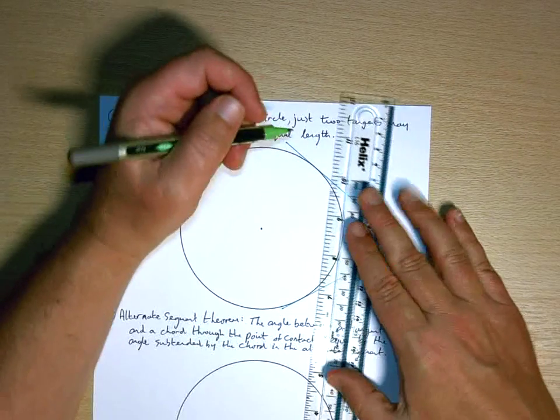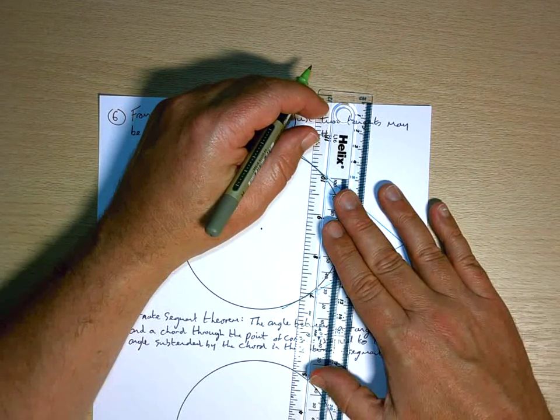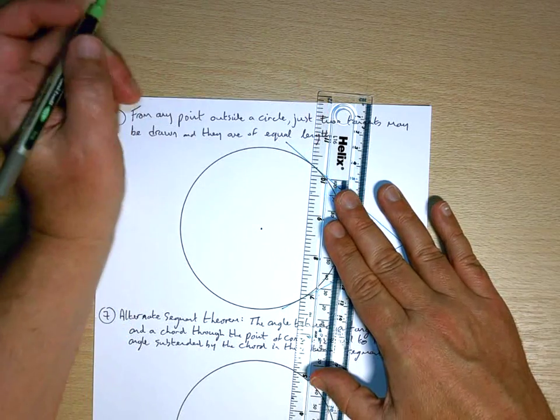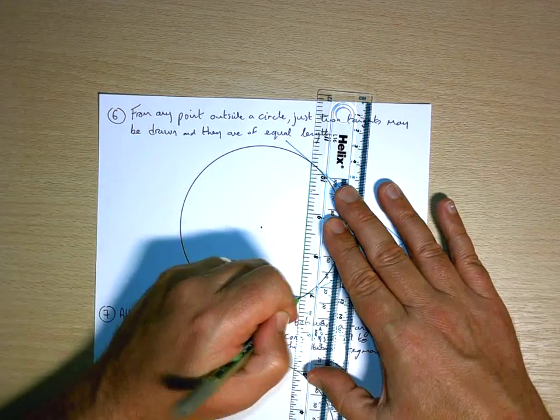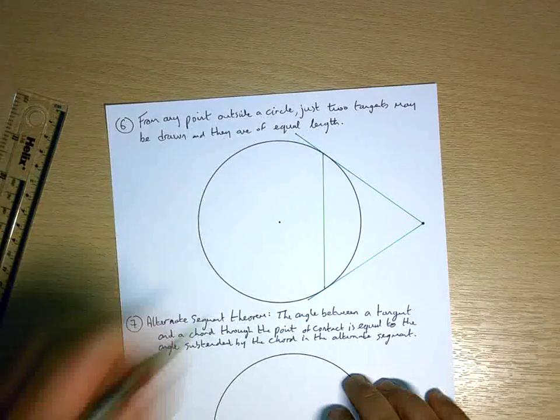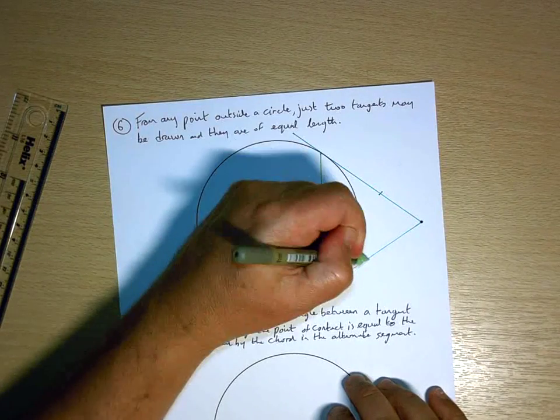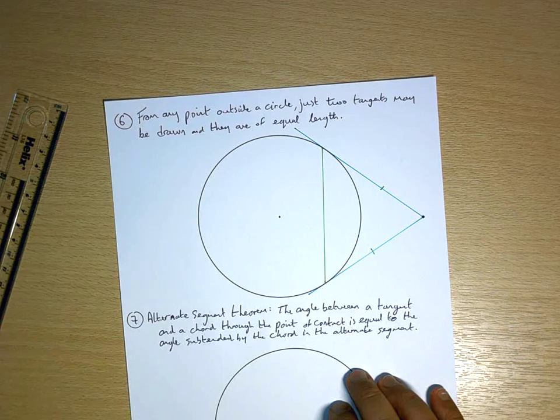if you join up the two tangents, what you will have is an isosceles triangle. So if there are my two tangents, the distance from there to there and the distance from there to there are going to be the same.